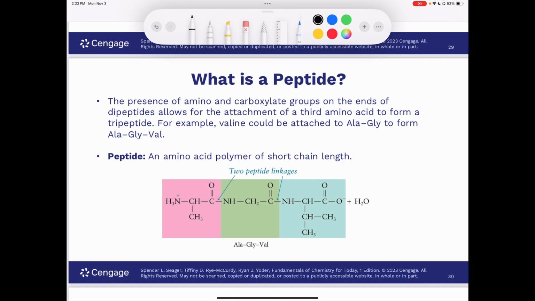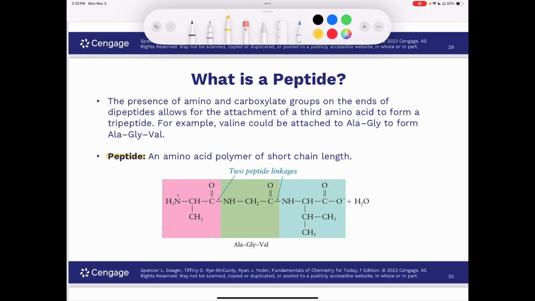All right, so what is a peptide? You keep hearing me talk about peptide bonds, which are amide bonds between amino acids, but what specifically is a peptide? Well, the presence of amino and carboxylate groups on the end of a dipeptide allows for the attachment of a third amino acid to form a tripeptide. For example, valine could be attached to our alanine and our glycine to form alanine, glycine, valine, all linked together.